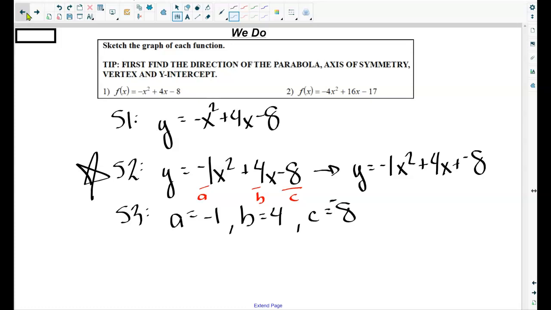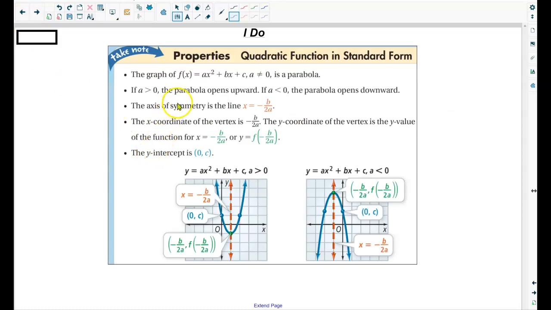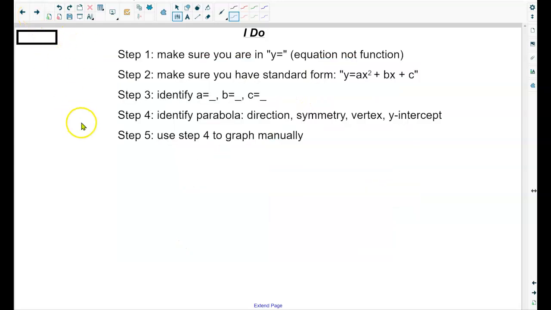Let's go and continue. Now we have step 4, identify direction, symmetry, vertex, and y-intercept. So we'll go slow. The direction: if a is positive, it's up. If a is negative, it opens down.